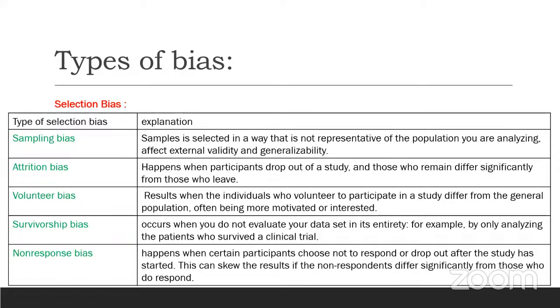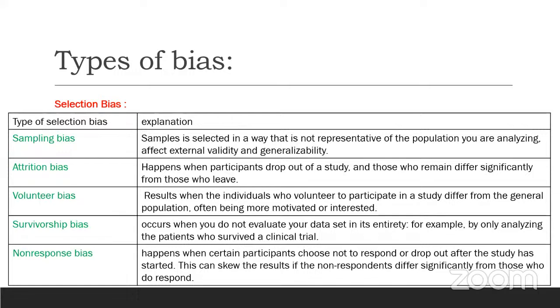We have multiple types of selection bias. First, sampling bias. It happens when samples are selected in a way that is not representative of the population you are analyzing. It affects external validity and generalizability. The second type is attrition bias.